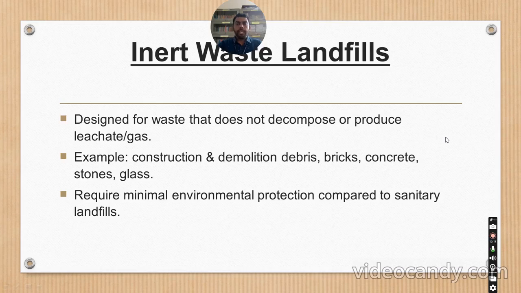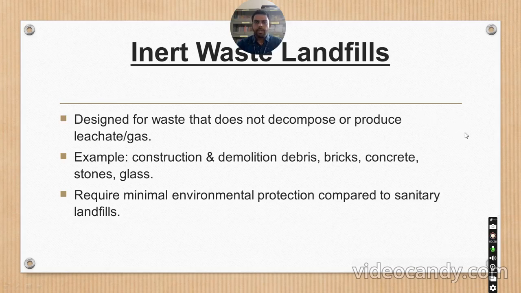And coming to inert waste landfills. Inert waste landfills are designed for waste that does not decompose or produce leachate or gases. Examples are construction and demolition debris, bricks, concrete, stones and glass. It requires minimal environmental protection compared to sanitary landfills.